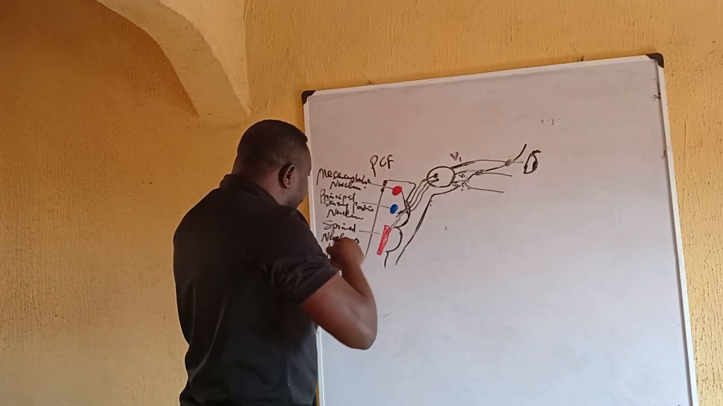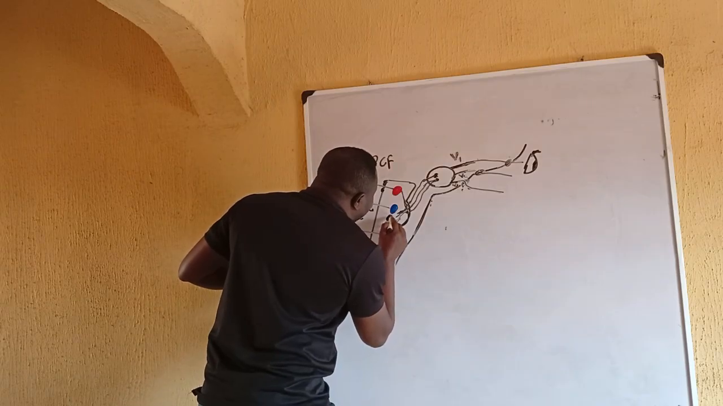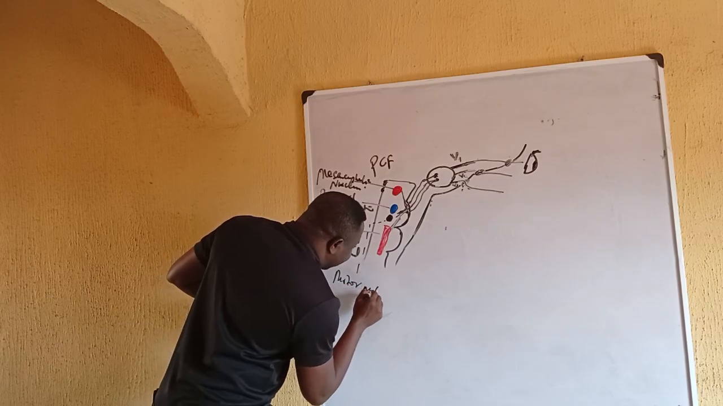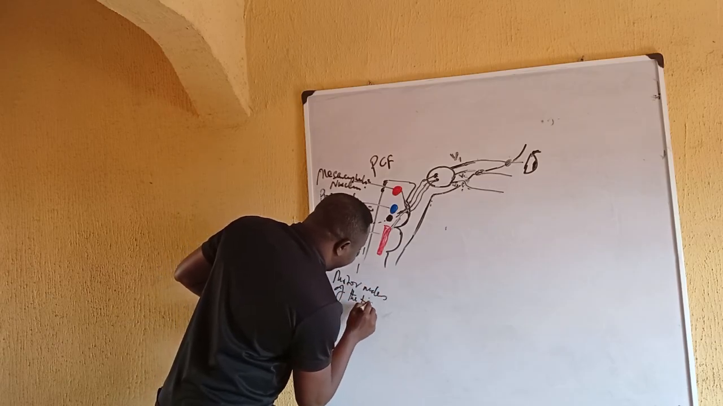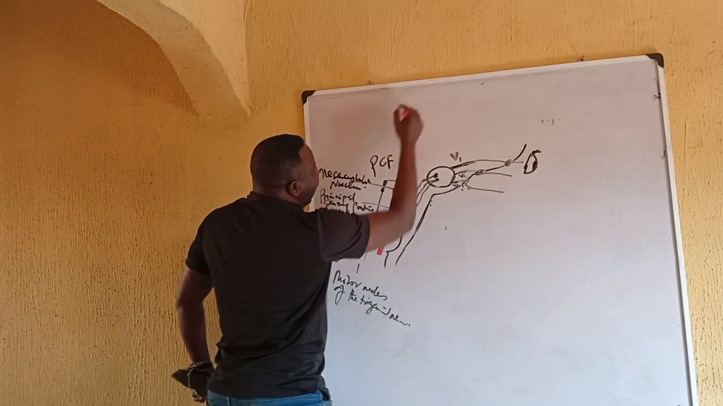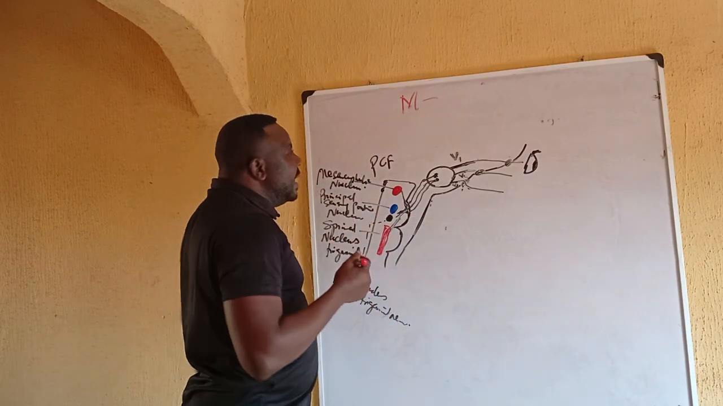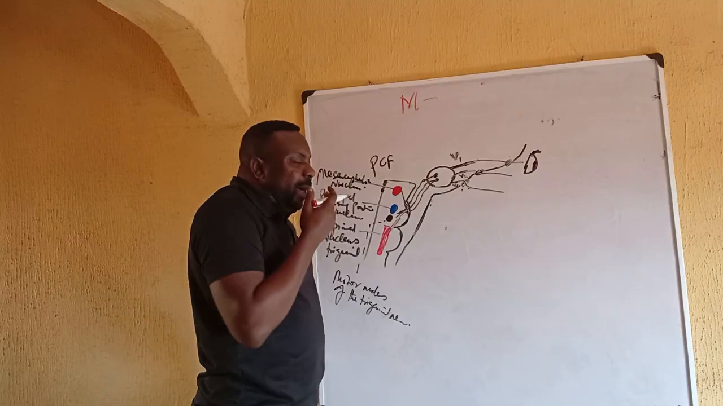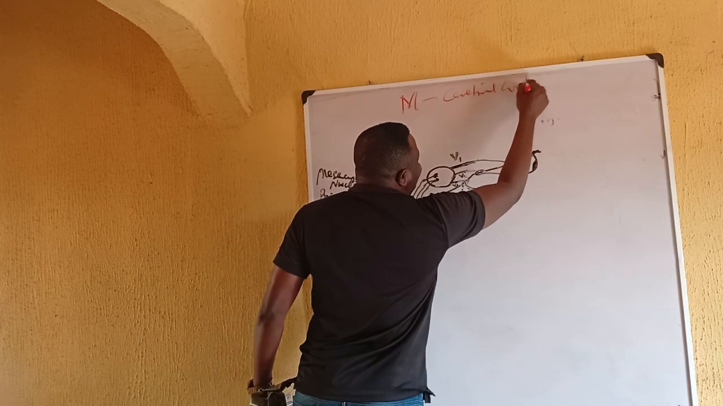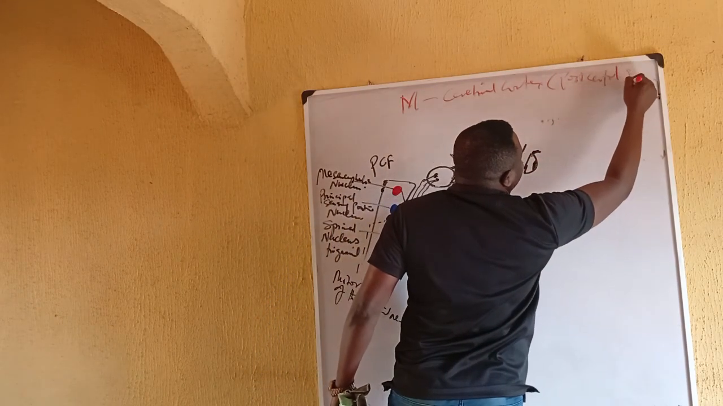Now, we also have another nucleus that is located in the pons. This nucleus is referred to as the motor nucleus of the trigeminal nerve. Now, the mesencephalic nucleus of the trigeminal nerve carries proprioceptive information coming from the muscles of mastication and the muscles of the face to the cerebral cortex, particularly the postcentral gyrus.